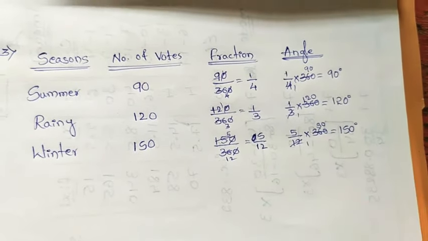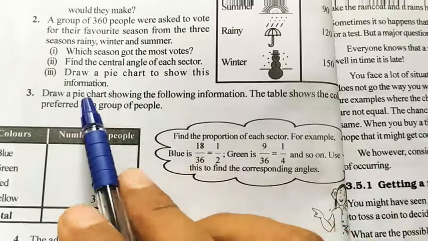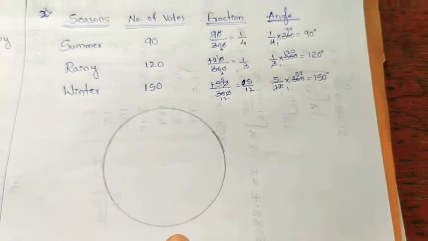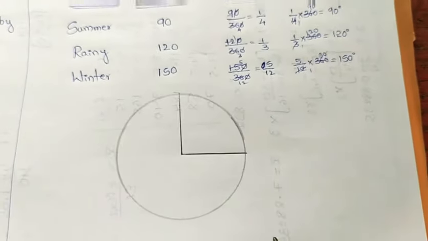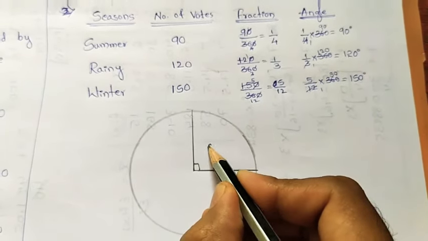So the next question is, draw a pie chart to show this information. Okay. So draw one circle and first angle 90 degree, make 90 degree. So here we made 90 degree. This 90 degree gives us summer.